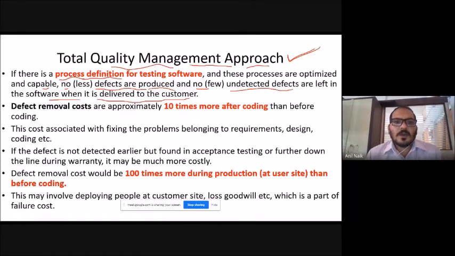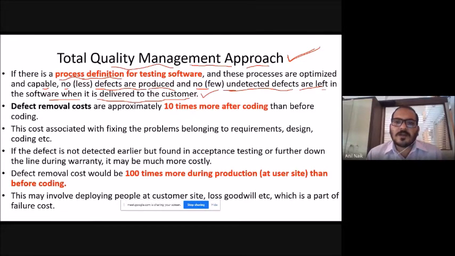So if no defects are produced, few undetected defects are left in the software when it is delivered to the customers. Even though we are following the standard process, maybe some defects remain undetected, and the errors and defects are detected at the customer side. There are no or few undetected defects left in the software when it is delivered to the customer.